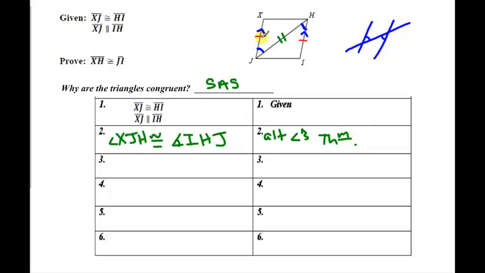Okay, what else did we mark? Well, we have the given sides. That was the one in red. Let's write up our shared side there. So we've got our shared side is HJ, shared by both triangles, congruent to HJ. And by now you should know and love this. This is the reflexive property.